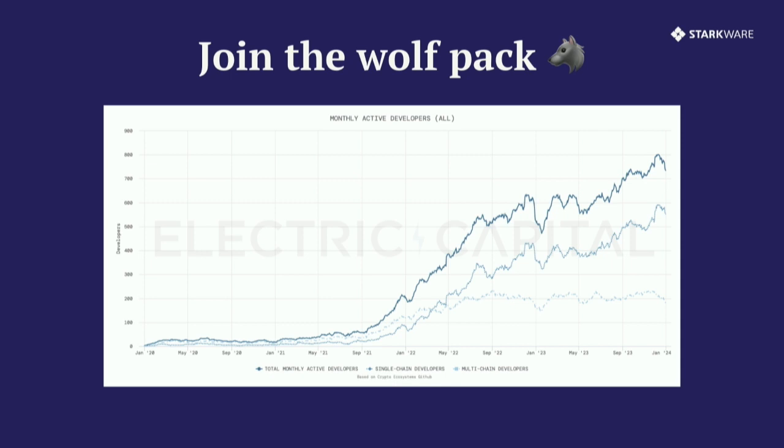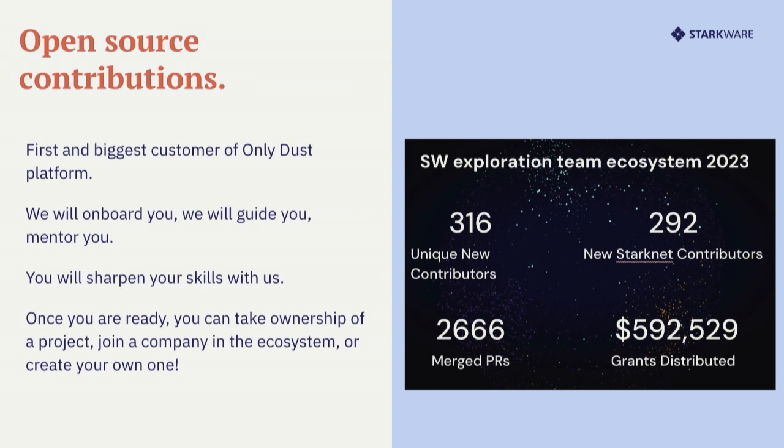So this is a graph of the evolution of developers in the Starknet ecosystem. As you can see in the Electric Capital developer report, we are the fastest growing ecosystem in terms of developers. We really encourage and stimulate open source contributions. We are the first and biggest customer of the OnlyDust platform. OnlyDust is a platform to reward and incentivize open source developers that contribute to open source projects. So we were able to onboard nearly 300 new contributors to Starknet using those exploration projects.